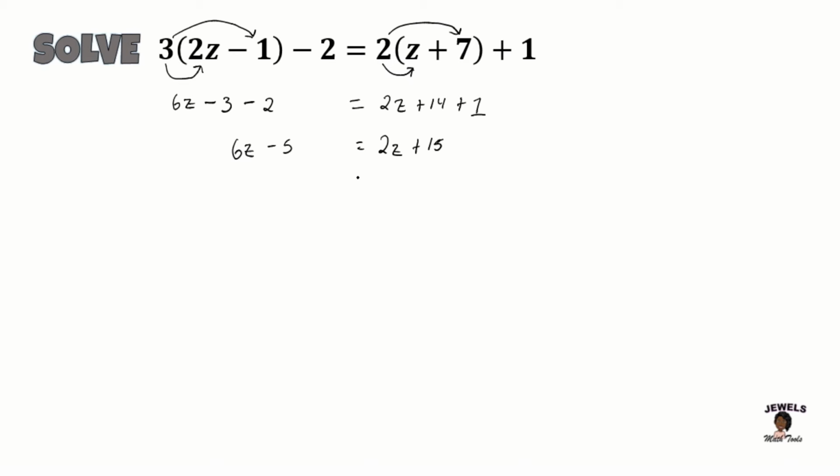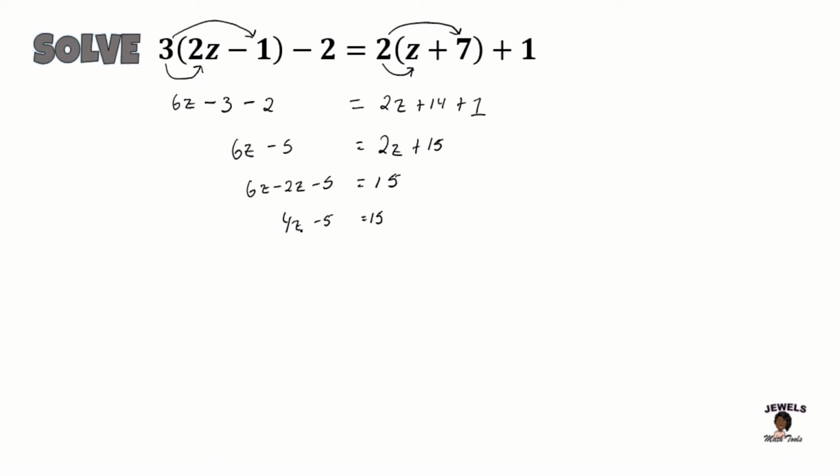And now we can begin collecting our like terms across our equal sign. So since my 2z is smaller than the 6z, I will move my 2z to the 6z. And since 2z is positive here, that means we will subtract it on the opposite side. So 6z minus 2z is equal to 4z.